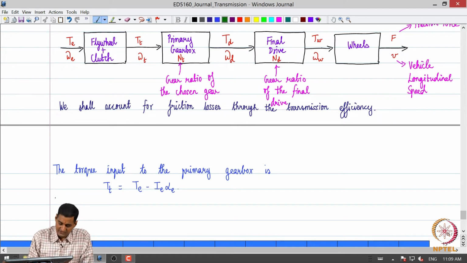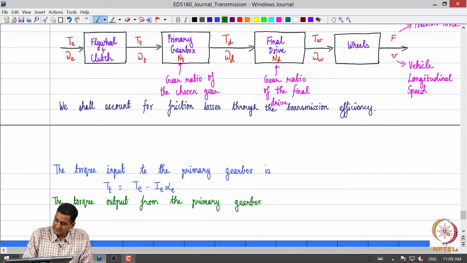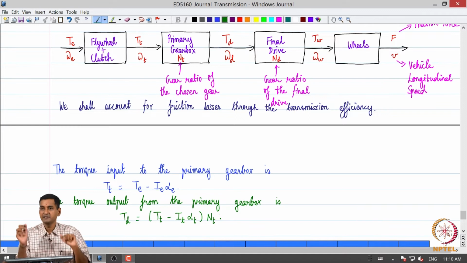Now, next comes the torque output from the primary gearbox, that is given by T subscript D, which is what is going as input to the final drive, and that we can write as the input T subscript T minus the inertia of the rotating components in the primary gearbox, which is taken lumped as IT alpha T, and we are essentially going to multiply it by the gear ratio N subscript T, because there is a scaling taking place, right, due to the gear ratio.